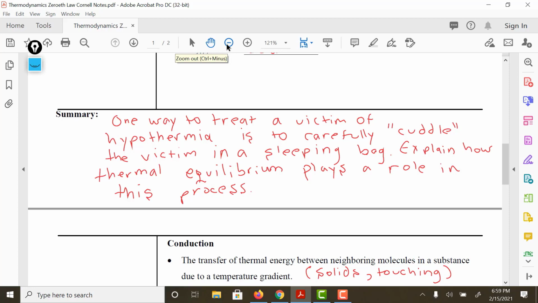Okay. One way to treat a victim of hypothermia is to carefully cuddle the victim in a sleeping bag. Explain how thermal equilibrium plays a role in the process of treating somebody with hypothermia. That is your summary.